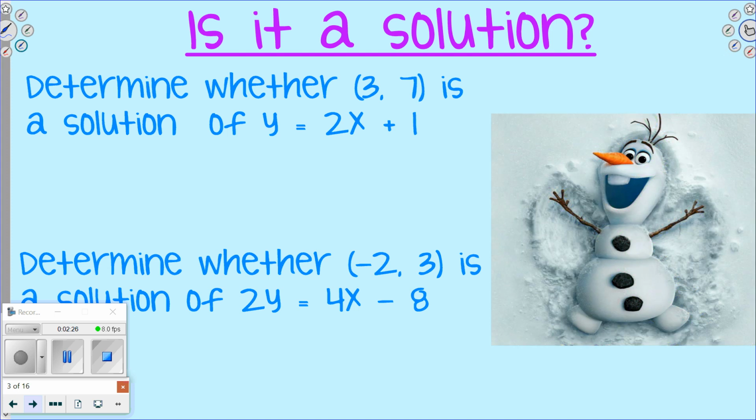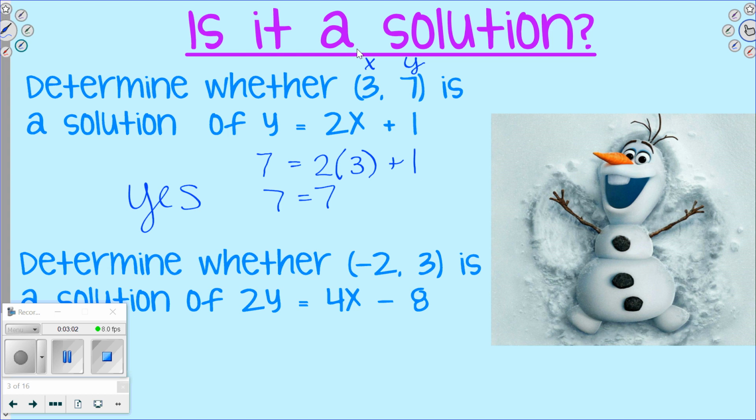So determine whether 3, 7 is a solution of that. Is that point on the line? How do I tell? Just plug them in. Remember, it's x and then y. So my y is 7 equals 2 times 3 plus 1. Yeah, 2 times 3 is 6 plus 1 is 7. So 7 equals 7, right? That's true. So yes, that is a point on the line. If you would graph that line, that point would show up on it.